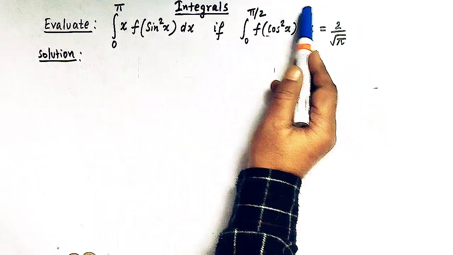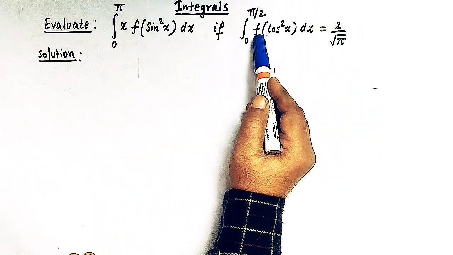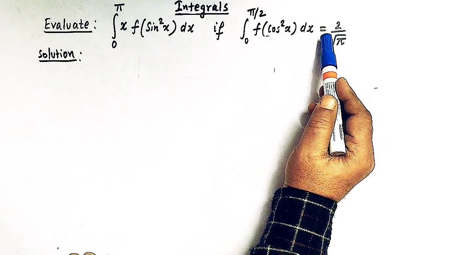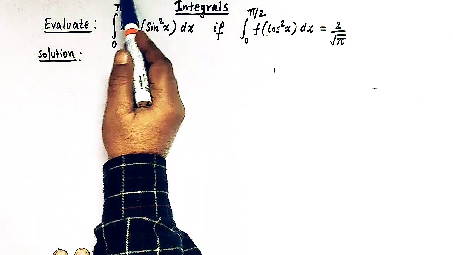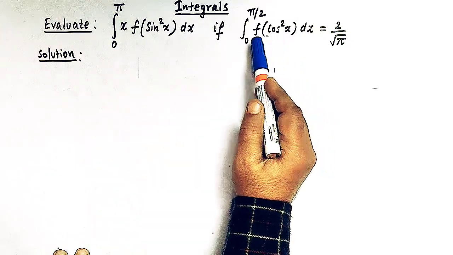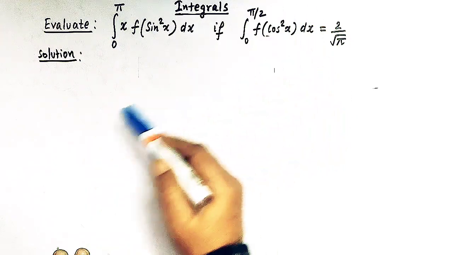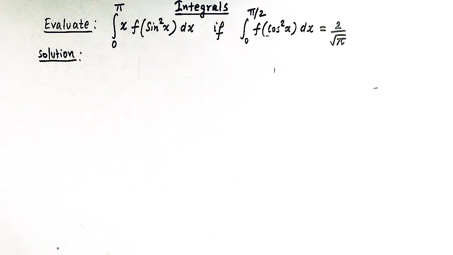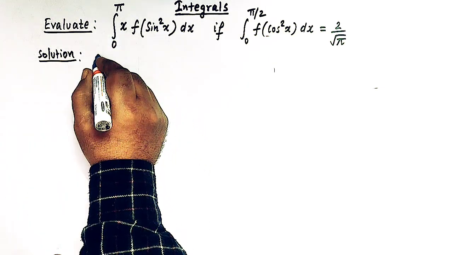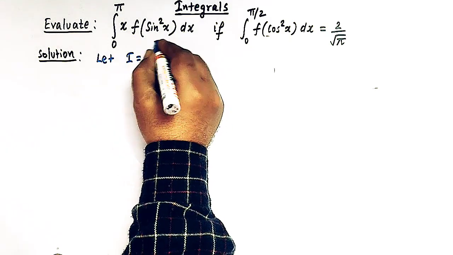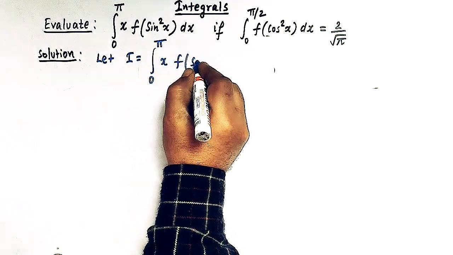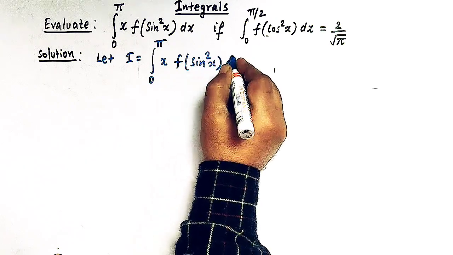and we have to evaluate this integral when we are given the value of this integral, that is 0 to pi by 2 f of cos square x dx is equal to 2 divided by square root of pi, right? So let us see how we can find out the value of this integral using the value of this integral along with the important properties of definite integral. So let us first take this integral as I. So I is equal to 0 to pi, and we have x times f of sine square x and dx.